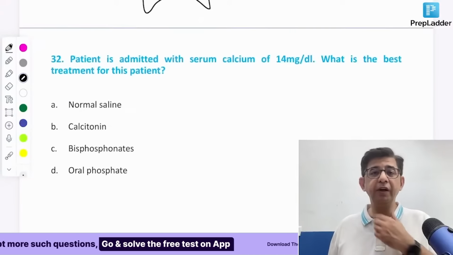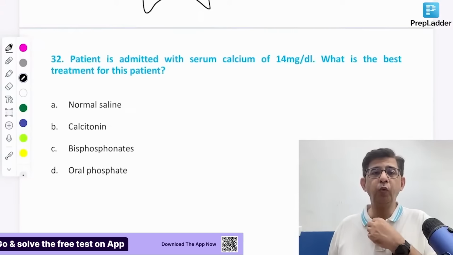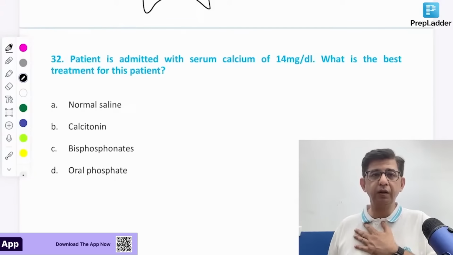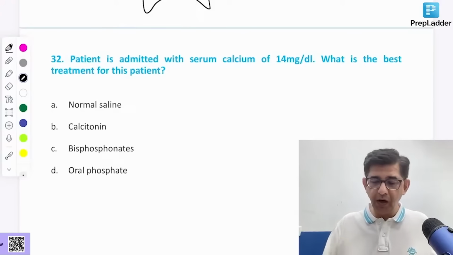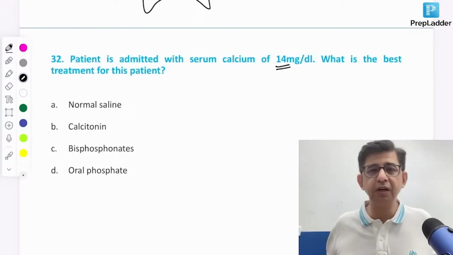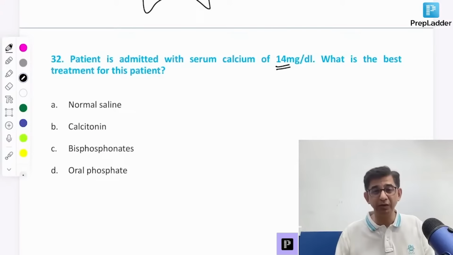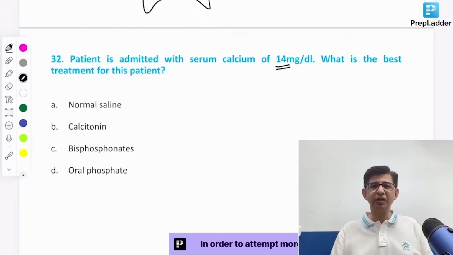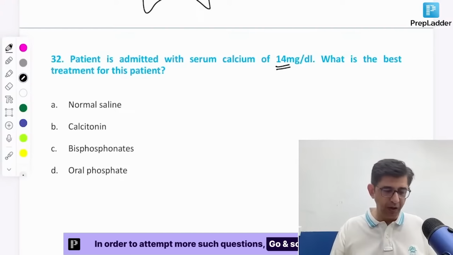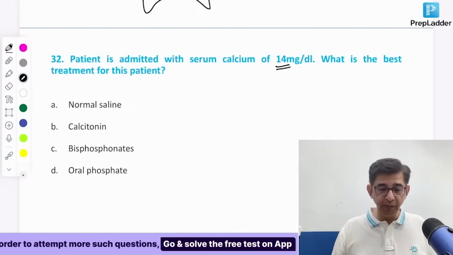Okay, patient is admitted with the serum calcium of 14. What is the best treatment for this particular case? So hypercalcemic crisis is what is being asked here. This is asked in all exams. Nursing exam में पूछा है यार आजकल तो कि hypercalcemic crisis में क्या करोगे? So it is the best treatment for this patient.